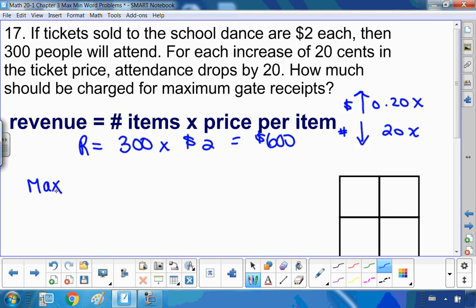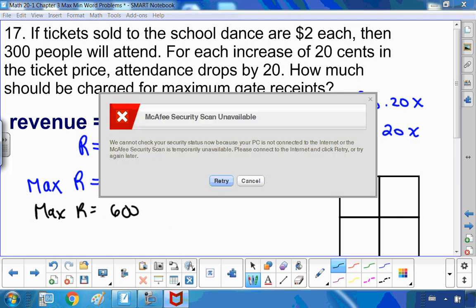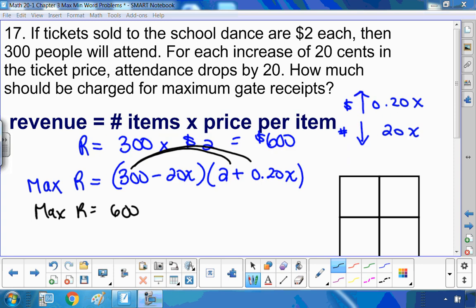So my new max revenue equation is going to be the 300 people take away multiples of 20, multiplied by the price, which is $2 plus multiples of 20 cents. So let's apply the distributive property, get rid of our brackets. So we're going to do 300 times 2. So we have a max revenue of 600. 300 times our 20 cents. So we do 300 times 0.20, and we get 60x.